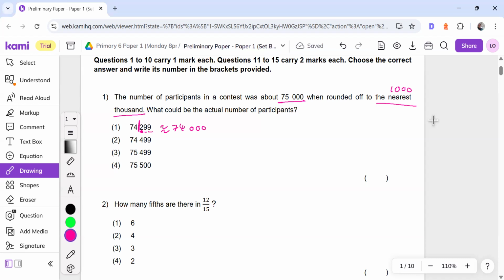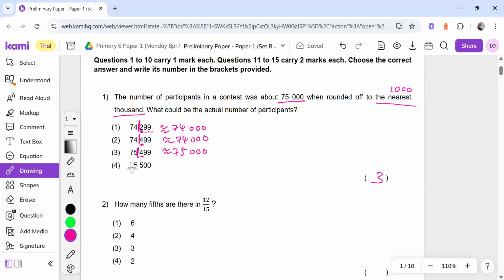Then go to the next one. Draw a line to show the last three digits. And again, you round down because the digit 4 is less than 5. So that will be 74,000 again. Go to the next one. Look at the digit. Digit 4, you round down also. And that will be 75,000. And that's what you want, right? So number 3 will be the answer.